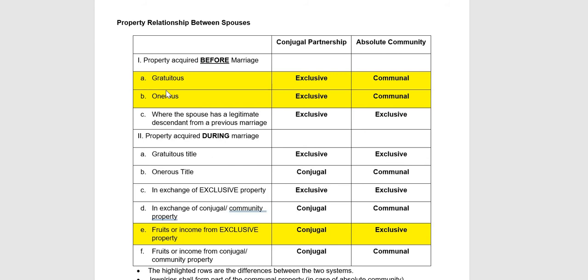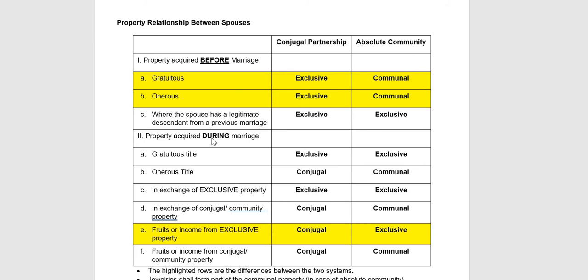So, if the property was acquired before marriage by gratuitous title, may it be donation or succession, under conjugal partnership of gains, it is exclusive. Whatever property owned before marriage will still be exclusive property. But under absolute community, property owned before marriage forms part of the communal property. If acquired by onerous transfer before marriage, it is still exclusive for conjugal partnership of gains, but under absolute community, it is communal property.